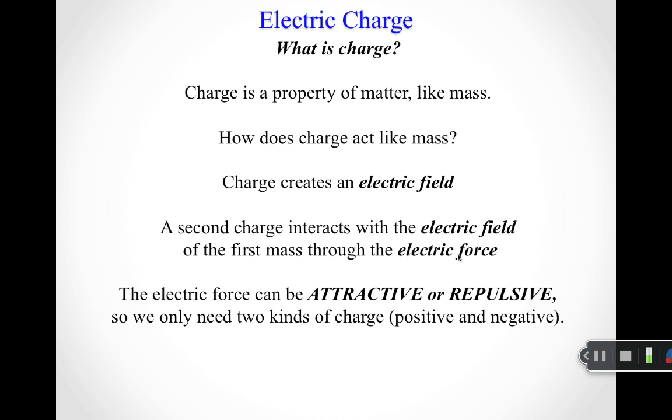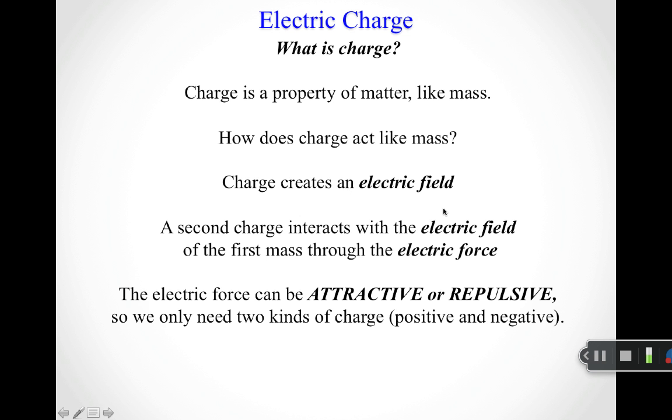The electric force can be either attractive or repulsive, which is why we actually need two kinds of charge. I just need one kind of mass because I only have to explain one behavior with the gravitational force. I need two kinds of charge, positive and negative is what we've chosen to call them, because I have to explain two kinds of behavior. So we're going to start by thinking about the forces, and then we'll work up to the electric field. But fundamentally, charges generate electric fields. And then when you put another charge into that electric field, it's going to feel an electric force that causes it to move the way that we think of forces pushing or pulling things around.